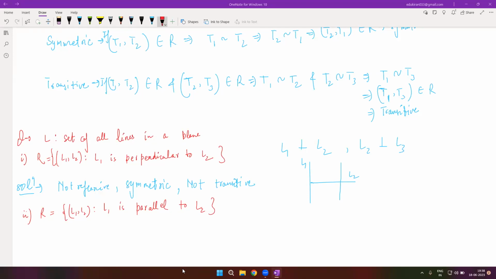So it is reflexive, it is symmetric, and now come to transitive. If L1 is parallel to L2 and L2 is parallel to another line L3, then L1 and L3 are also parallel. Right?